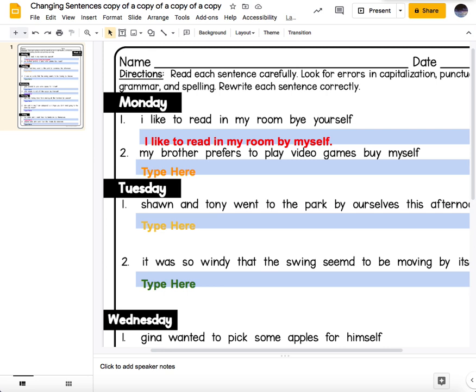So, I like to read in my room by yourself. That doesn't make sense. So there's a couple of errors here. One, I has to be capitalized. Whenever I is in a sentence by itself, it has to be capitalized. So "I like to read in my room by" here is not right or correct.